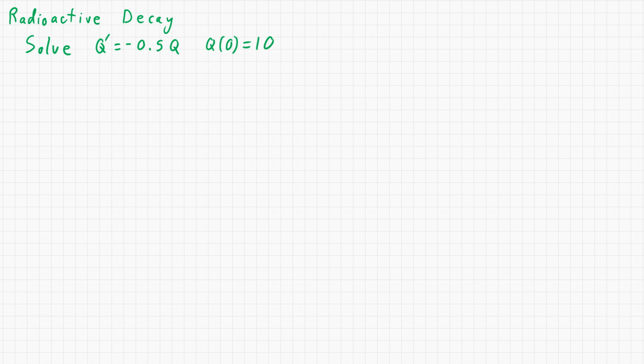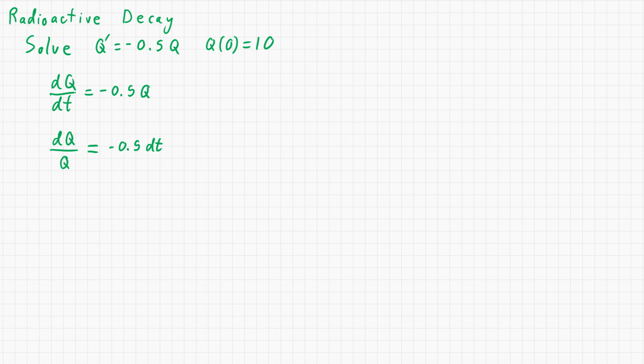All right, so let's go ahead and use separation of variables to solve this. So q prime, that's the same as dq over dt. That's equal to negative 0.5 times q. All right, well, if I want to separate that, I can multiply by dt and divide by q. So I get dq over q equals negative 0.5 dt.